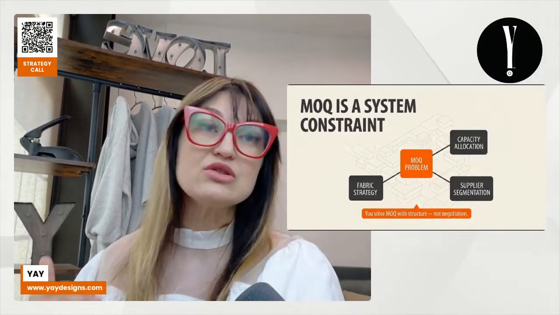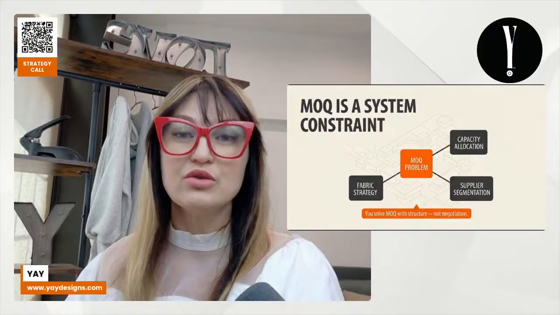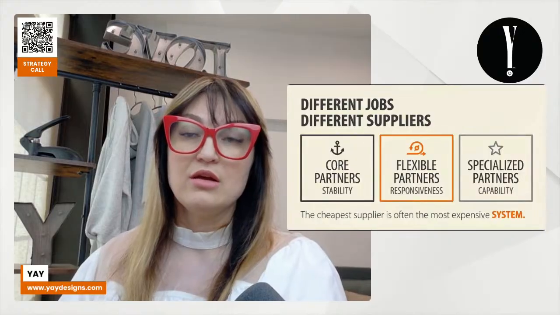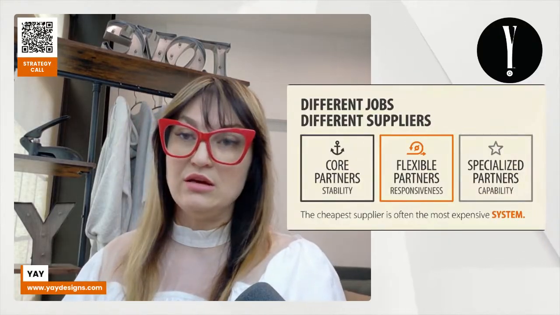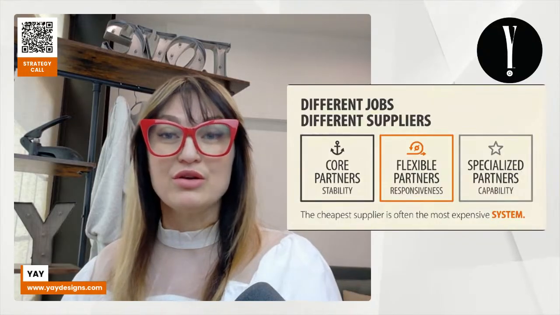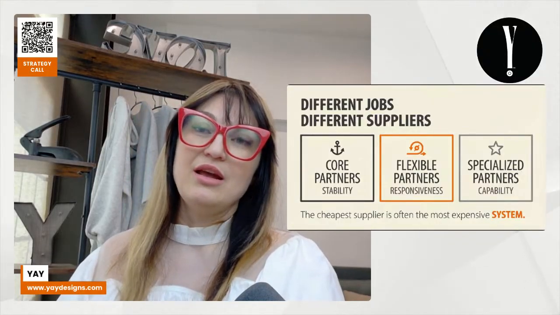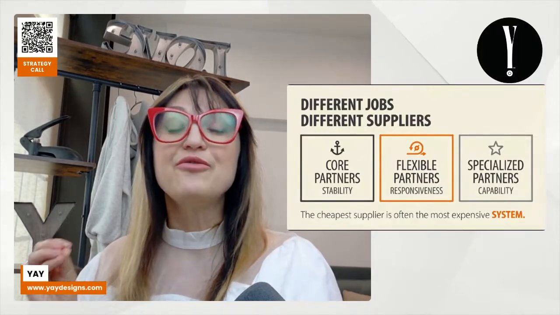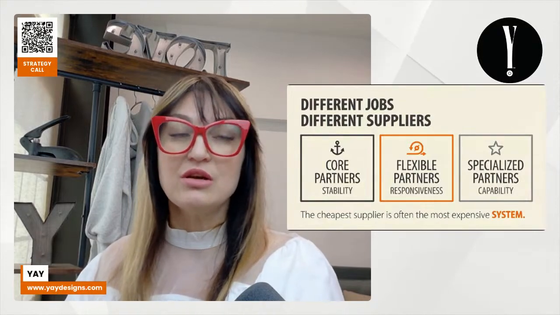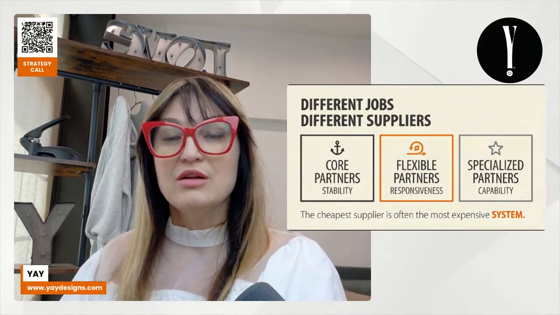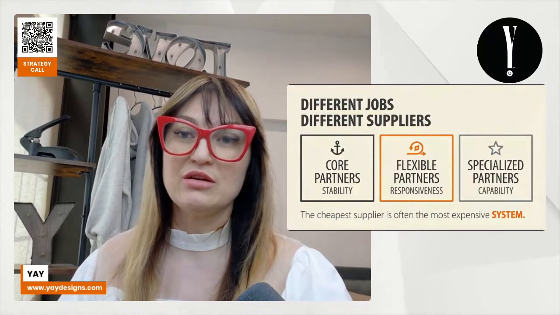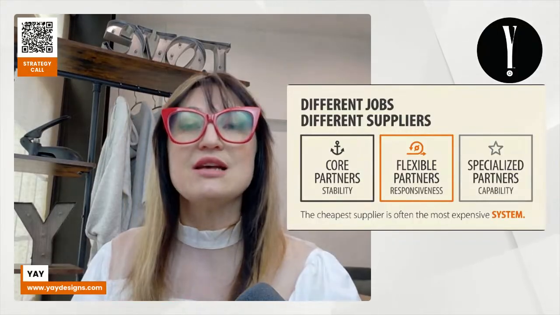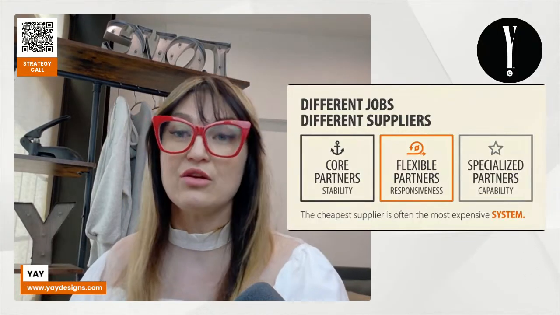So those are the important things to start understanding about your own business that are so critical. You should not treat all suppliers the same. You need core partners for stability. You need flexible partners for responsiveness. And you need specialized partners for capability. If your suppliers are forcing you to place larger orders, then you're really not operating strategically. You have to understand your needs first and then design your supplier network to fit your needs, not the other way around.